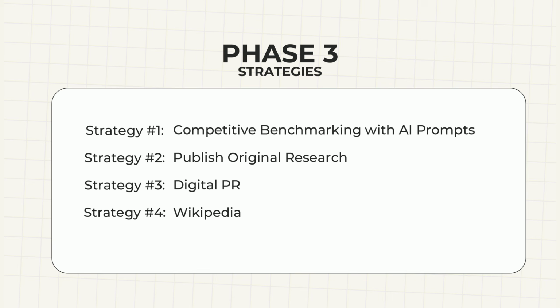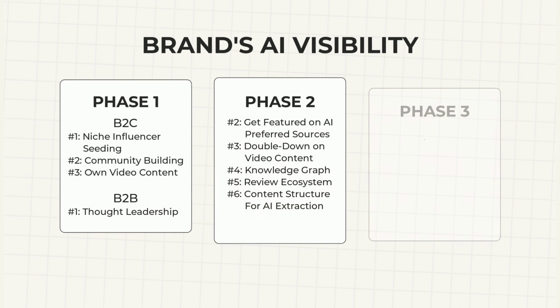And finally, the Wikipedia strategy. I know it is complicated to get your brand's wiki page, but if you have the budget, you can hire someone experienced to get this done for you. Wikipedia is one of the most cited sources across major AI models, so getting your brand's Wikipedia page definitely helps with AI visibility. So here are all the strategies side by side.